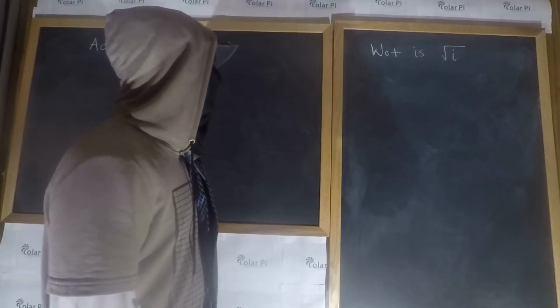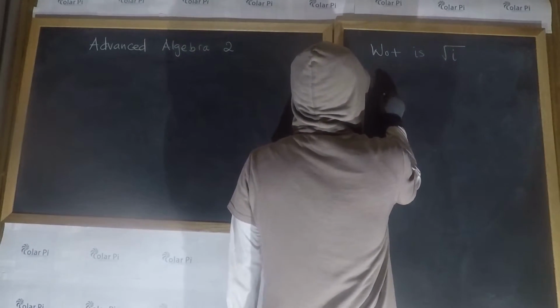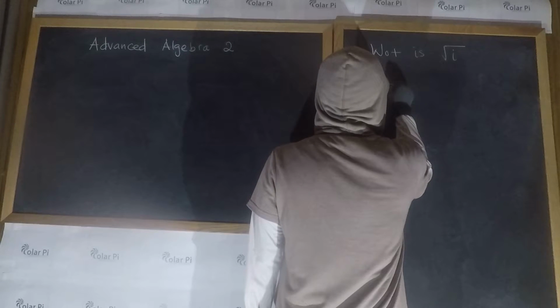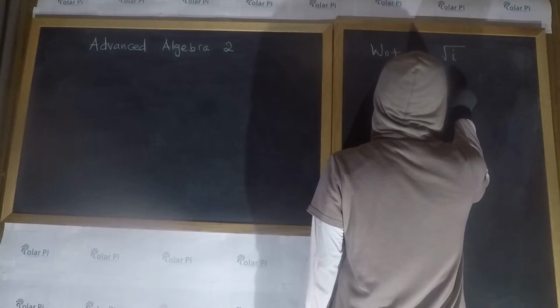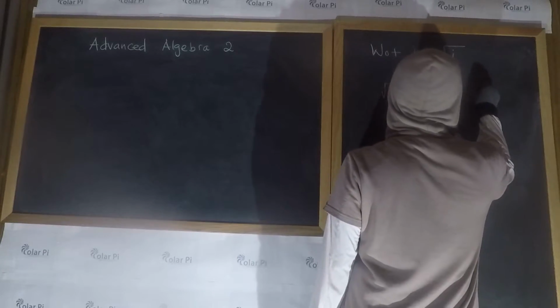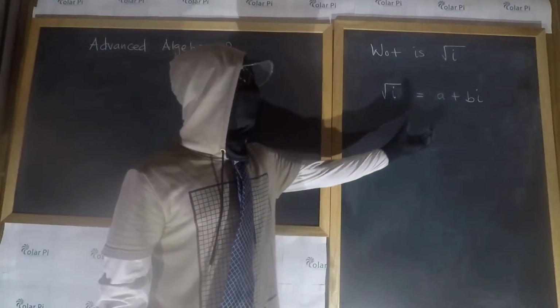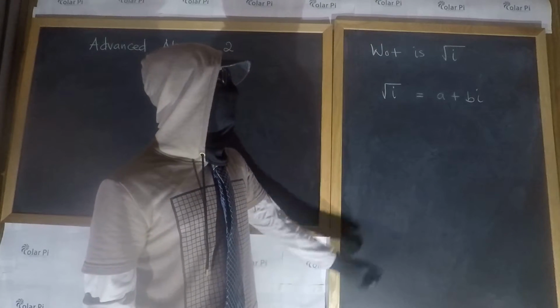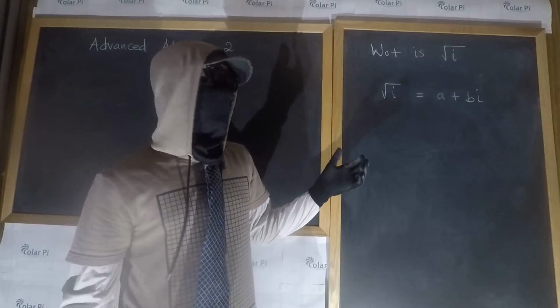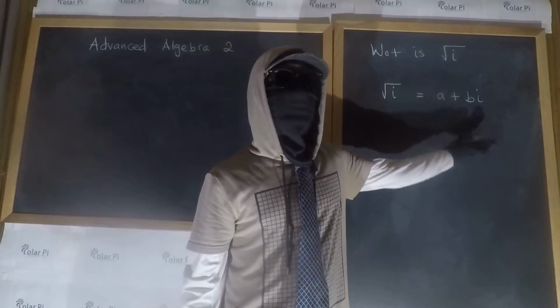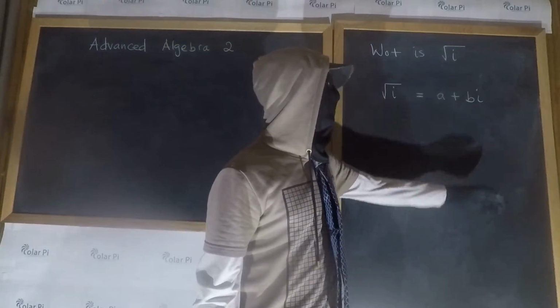Well, we start this way: the square root of i is some complex number which in standard form can be written as a plus bi. So we're trying to figure out what complex number a plus bi is equal to the square root of i, because again, we're saying the square root of i is some complex number which in standard form can be written as a plus bi.